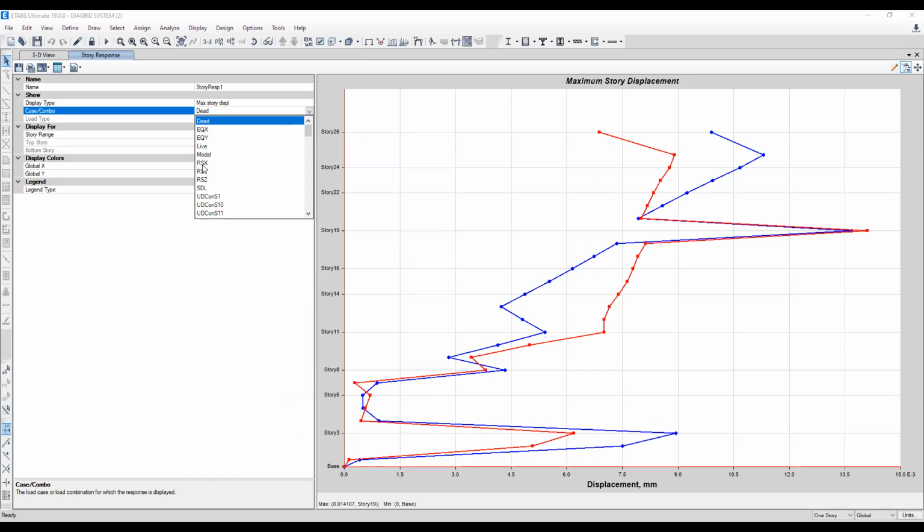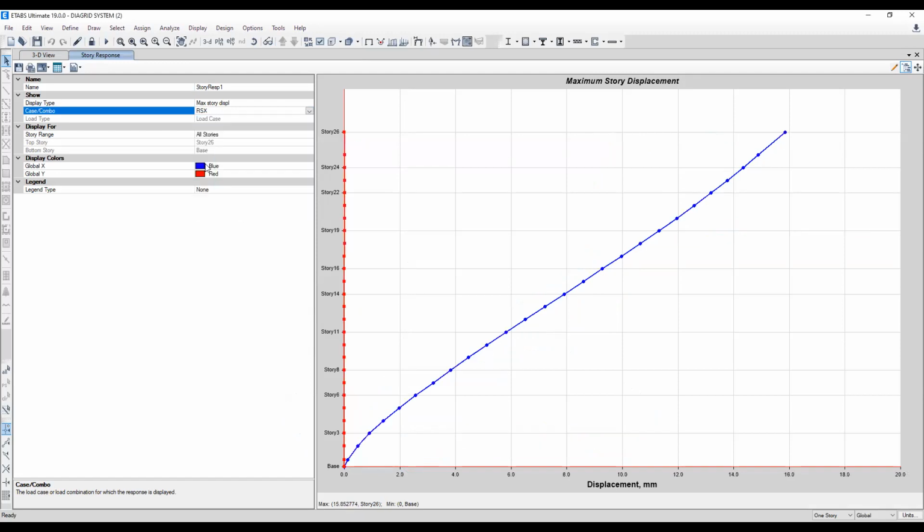Just we are going to for the dynamics. That is earthquake, that is RSX. These are the seismic forces in the X direction. So we have the displacement for the Diagrid.